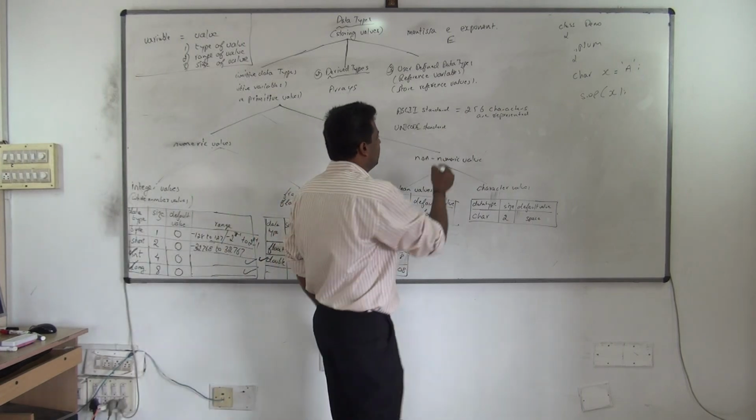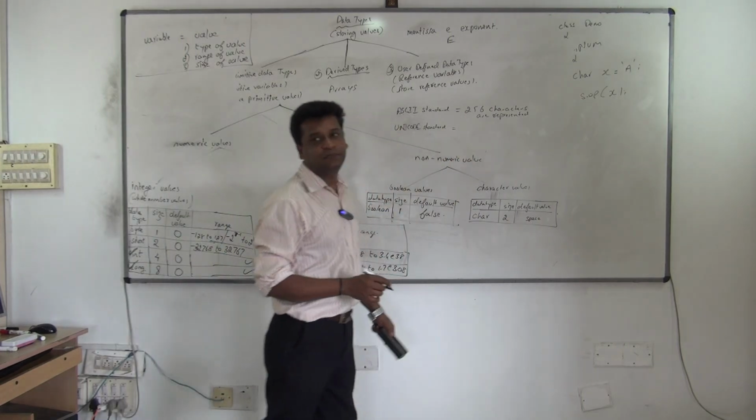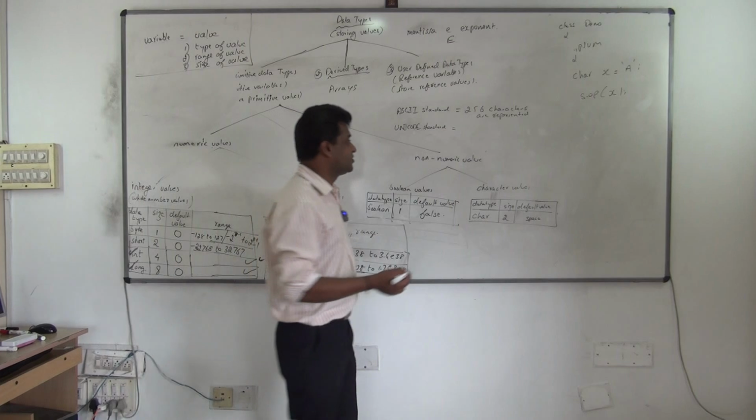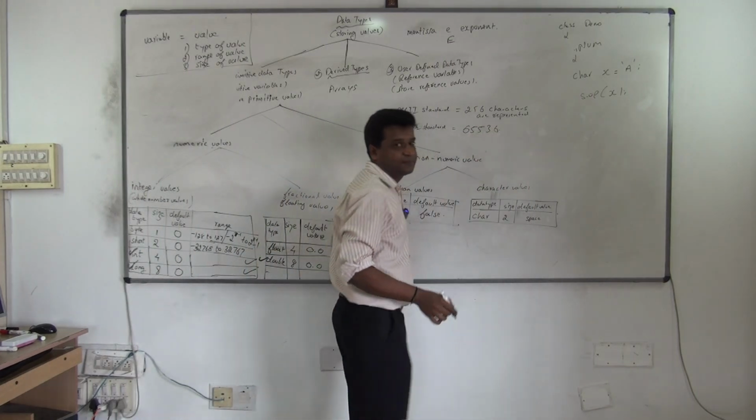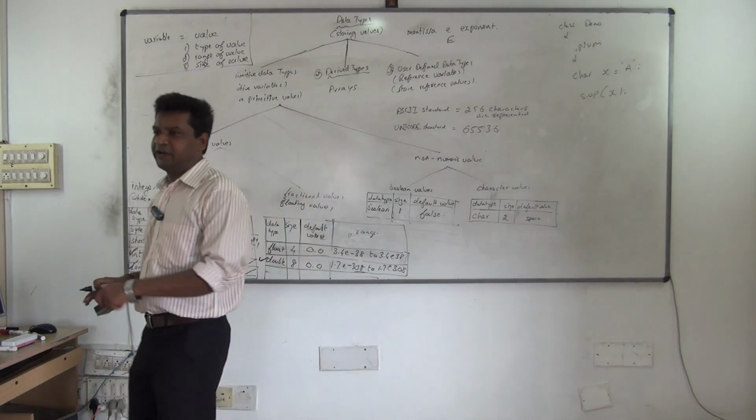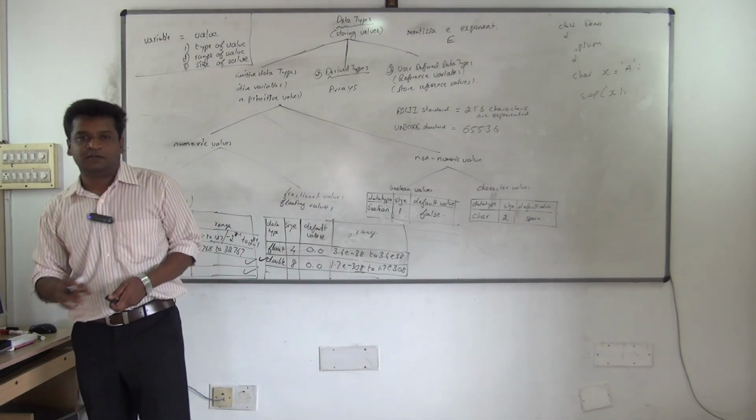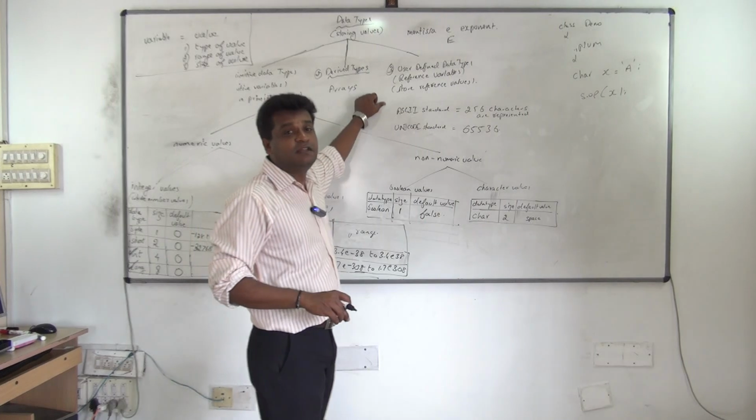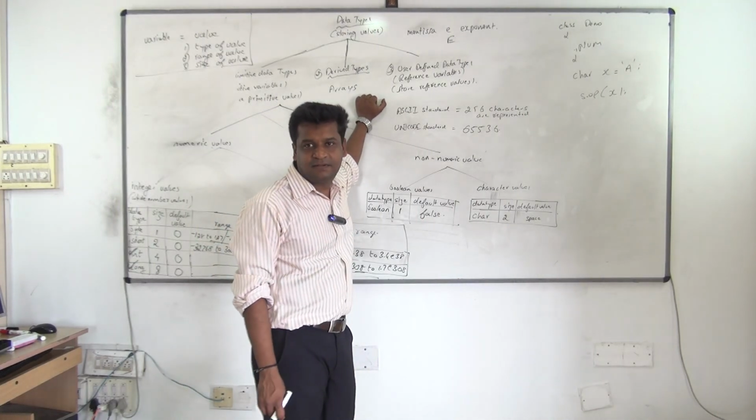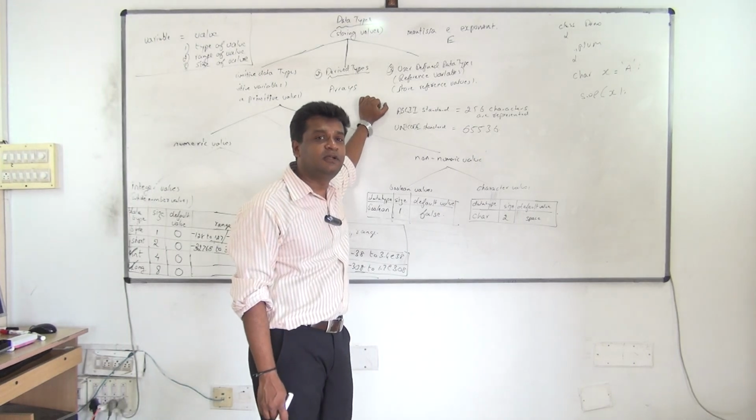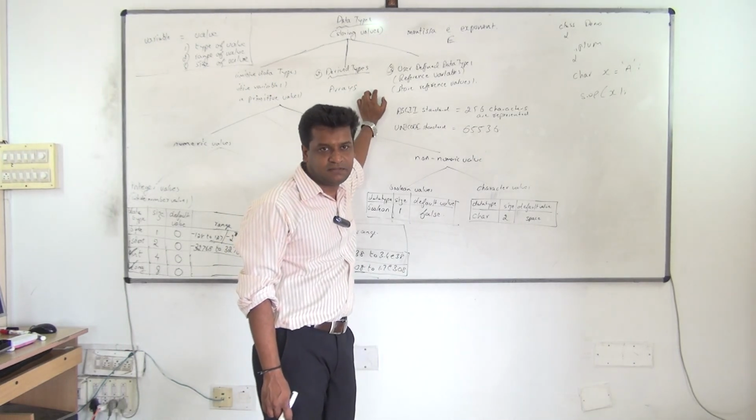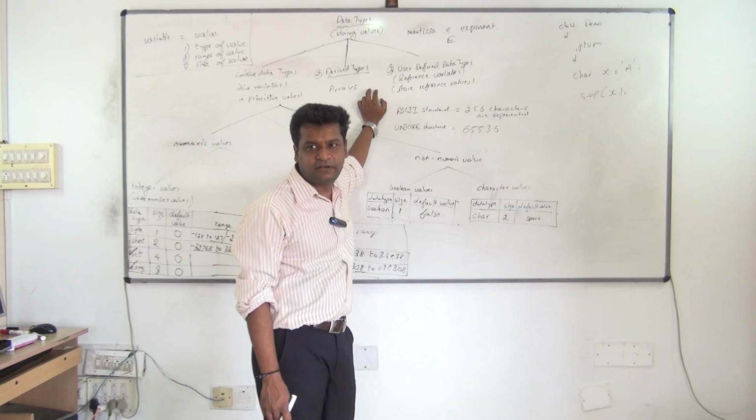In the Unicode standard, what are the different characters it represents? How many characters, first of all? 65,536 characters. It represents so many characters. This means the ASCII standard supports only English symbols. The Unicode standard supports many language symbols, Japanese, Chinese, and all that.